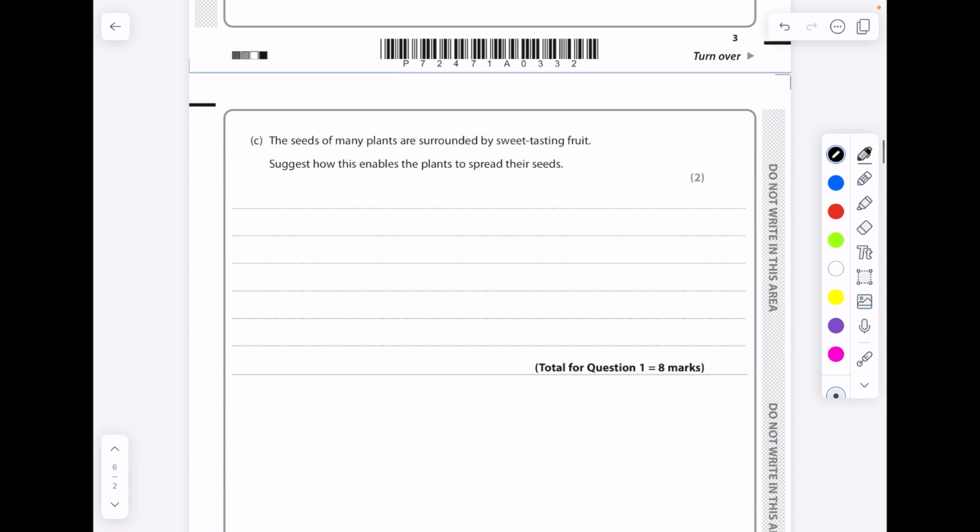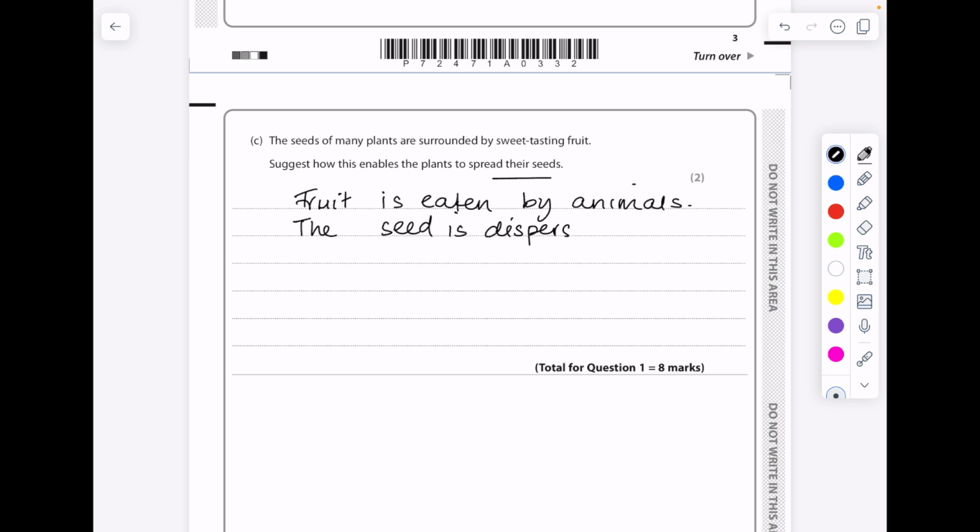The seeds of many plants are surrounded by sweet-tasting fruit. Suggest how this enables the plants to spread their seeds. So that fruit is therefore highly attractive to animals, and therefore the animals swallow the seeds, and then the seed is dispersed when the animal poops or egests feces.